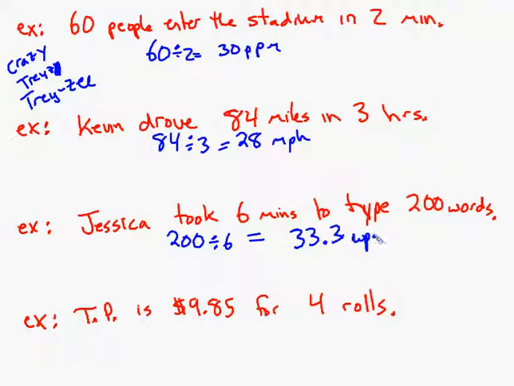33.3 words per minute. I suppose I might want her help if I'm slower than that, but that seems kind of slow to me. Wow. Toilet paper is $9.85 for 4 rolls. So we want price per roll. So we do $9.85 divided by 4. 2.46. $2.46 for a roll of paper? That's terrible. All right, anyways. Now I want you to go back to these answers and find out this extension question.